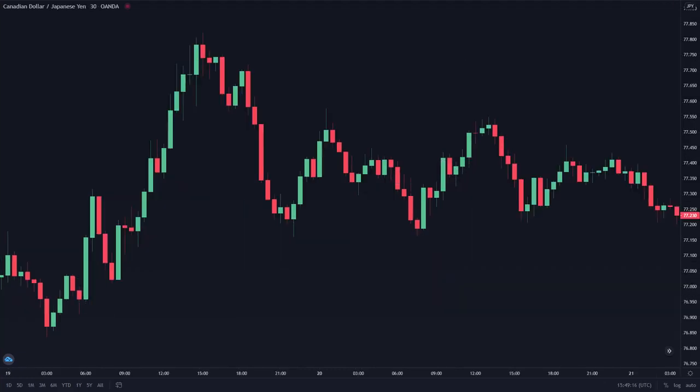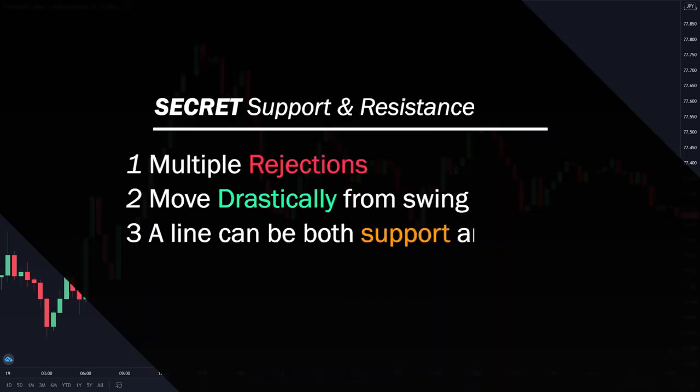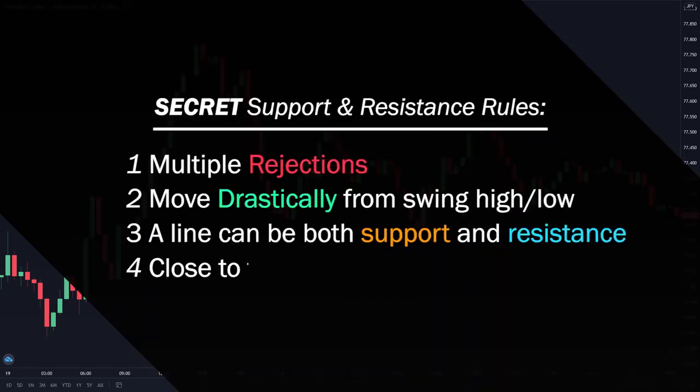Now, the next criteria is the most important criteria. The levels must be nearest or closest to the current price. Let me give you an example.